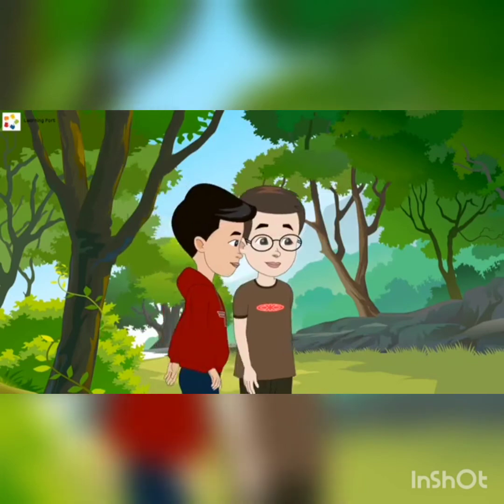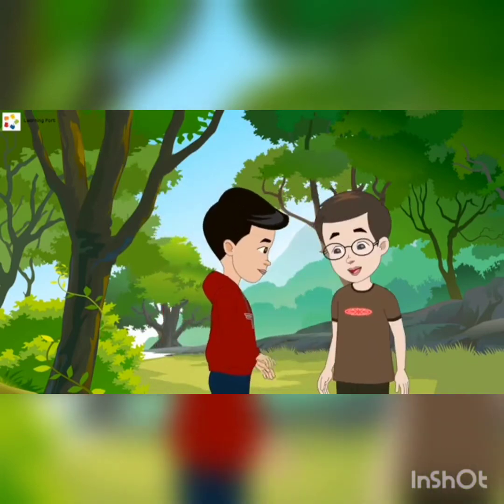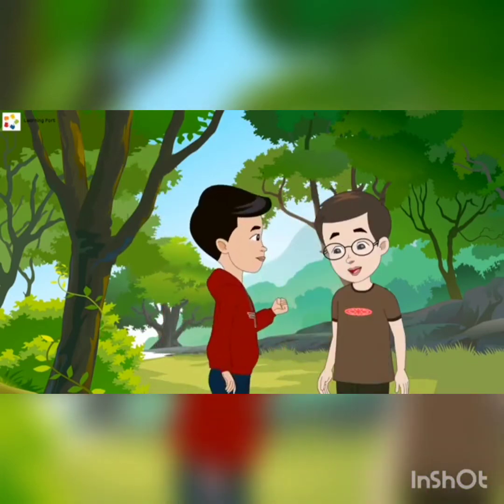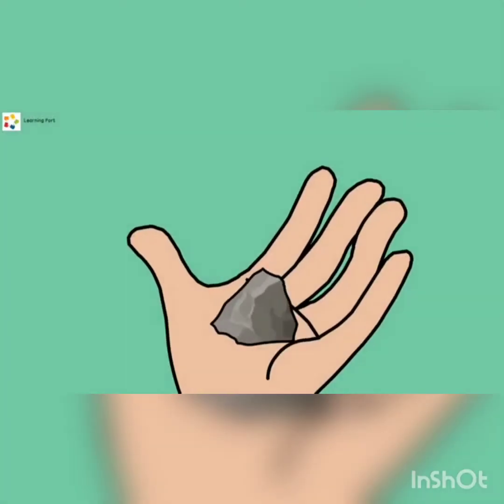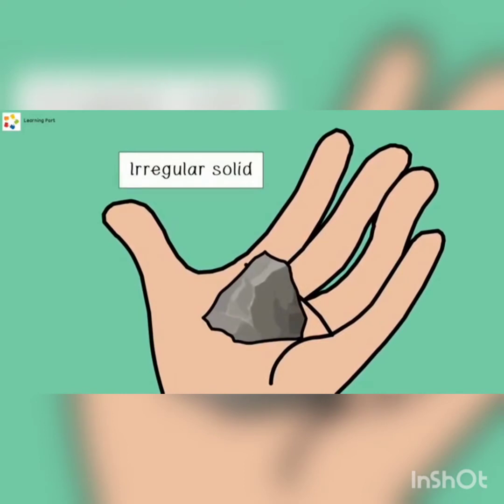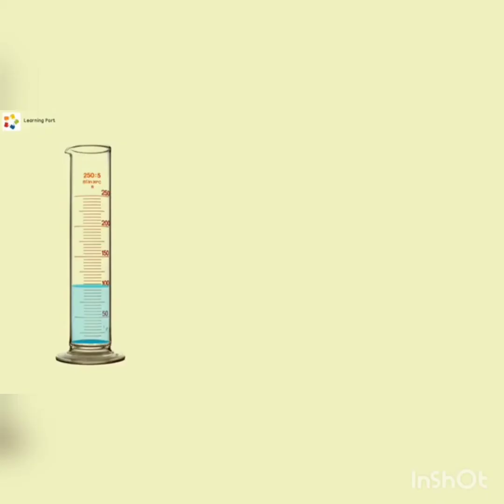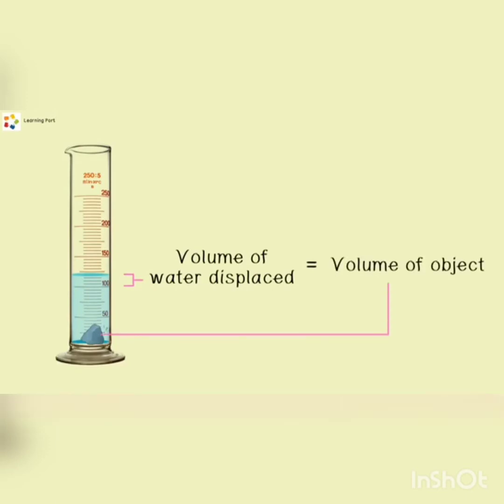Calculating the volume of an irregular solid. Jack and Harry went walking through the garden. Jack picked up a stone and showed it to Harry. Jack tells Harry that the stone he is holding has an irregular shape. It is an irregular solid. He wants to find out the volume of this irregular solid. The simplest method to determine the volume of an irregular solid is the water displacement method.